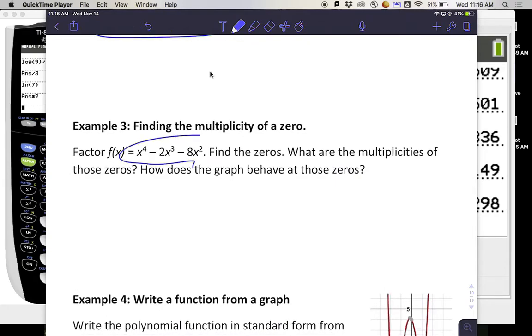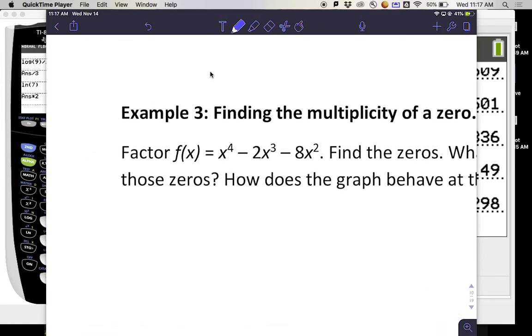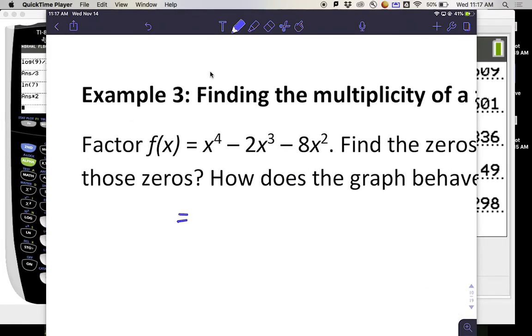Okay, finding the multiplicity of a zero. So this graph right here, find the zeros. What are the multiplicities of the zeros? How does the graph behave at those zeros? So that's kind of weird, multiplicity of zeros. So let's see what they're talking about here.